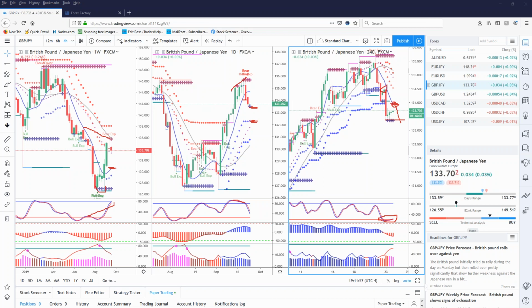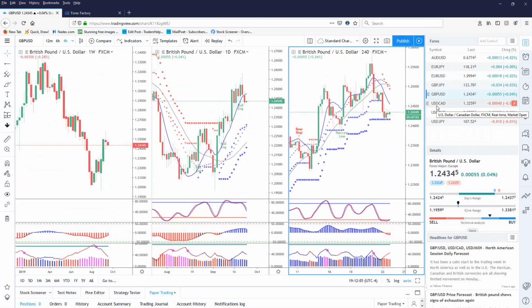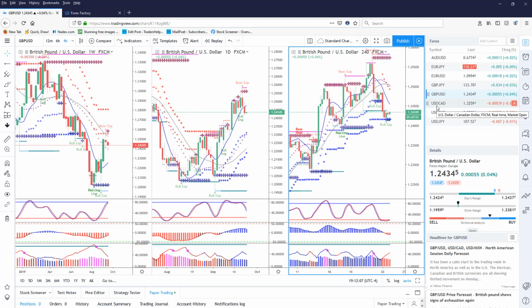Okay, let's go and look at the British pound dollar, see what it's doing tonight. Now the British pound dollar is very similar to what we just saw on the British pound yen. You made a high here, you just made a high here. This high is lower, and yet this stochastics went up. That's called a hidden divergence.